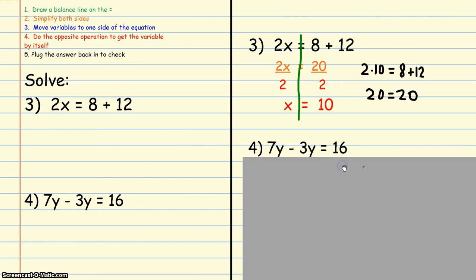Wow! Sorry about that. All right, let's draw our balance line down the middle.